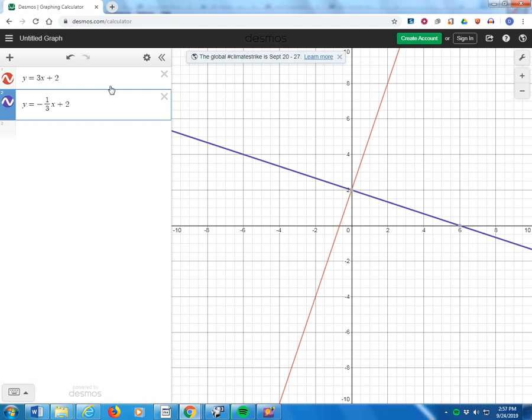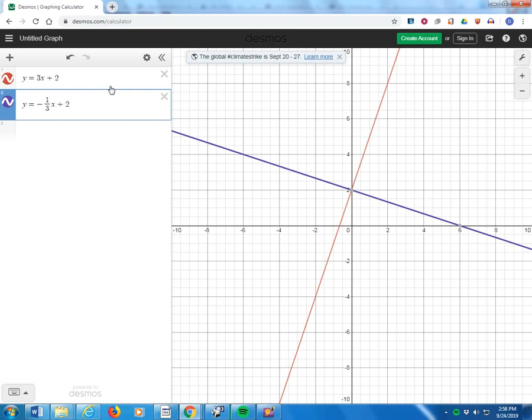X has to go in the numerator. Mine doesn't curve, see? It curves if you put x in the denominator. Those are called rational functions, and we'll talk about rational functions at the end of the year. Right now we're talking about lines.